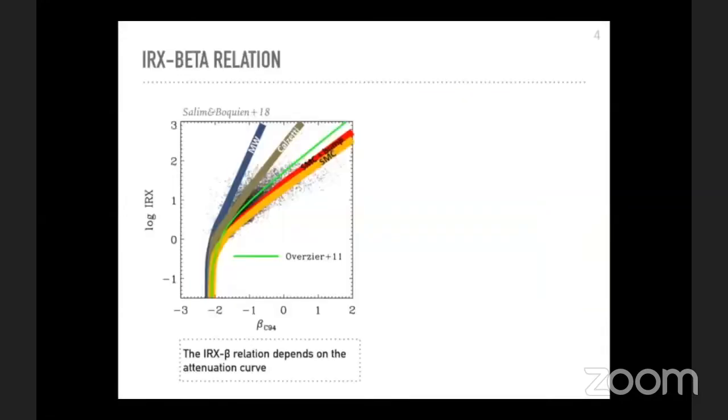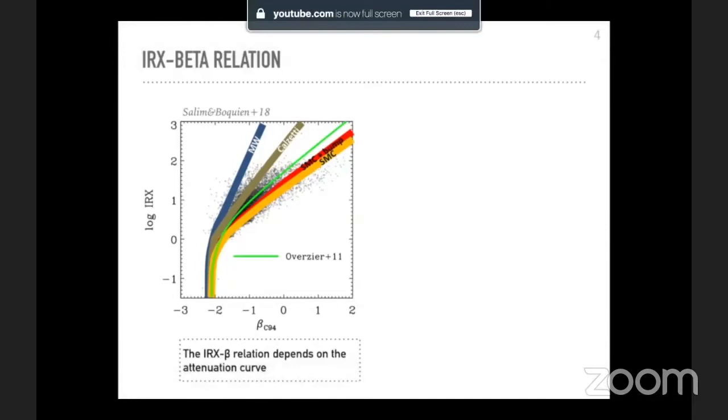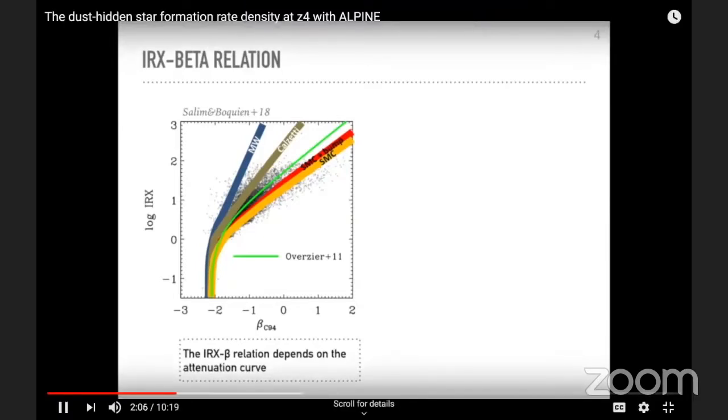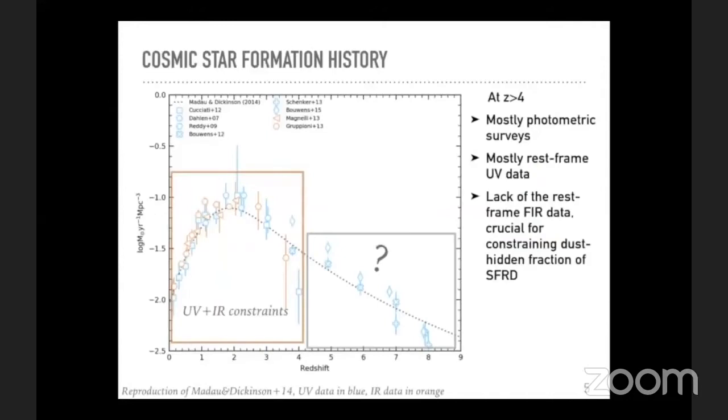The easiest way to correct for dust is using the IRX-beta relation, where IRX is the ratio of infrared luminosity to UV luminosity, and beta is the UV continuum slope. This relation works very well in the local universe, where local galaxies follow the Calzetti attenuation law, but it's very uncertain at high redshifts. We can see from many works that this relation evolves with redshift, and also at high redshift there is a larger scatter of this relation. So what can we do?